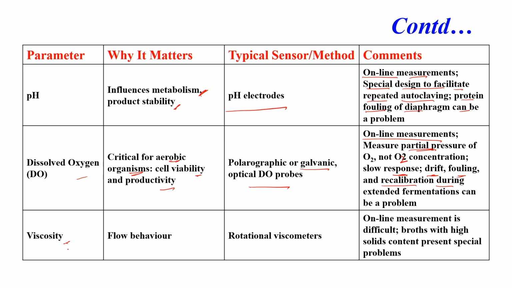Next comes the viscosity. It is an indicator of flow behavior, whether it is Newtonian flow or non-Newtonian flow, and typically a rotational viscometer is used. But here the online measurement is difficult, so we need to take a sample and go for offline measurement. And broth with high solid content creates another challenge to measure the viscosity.